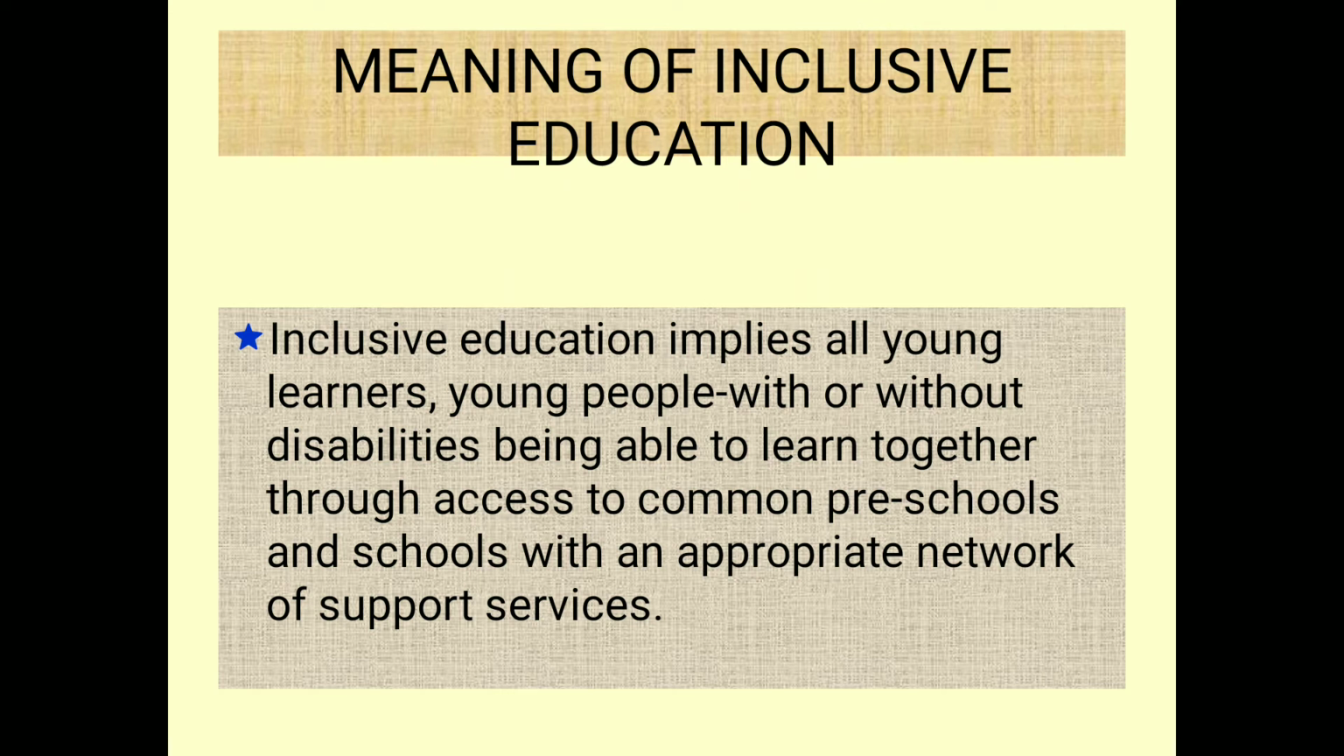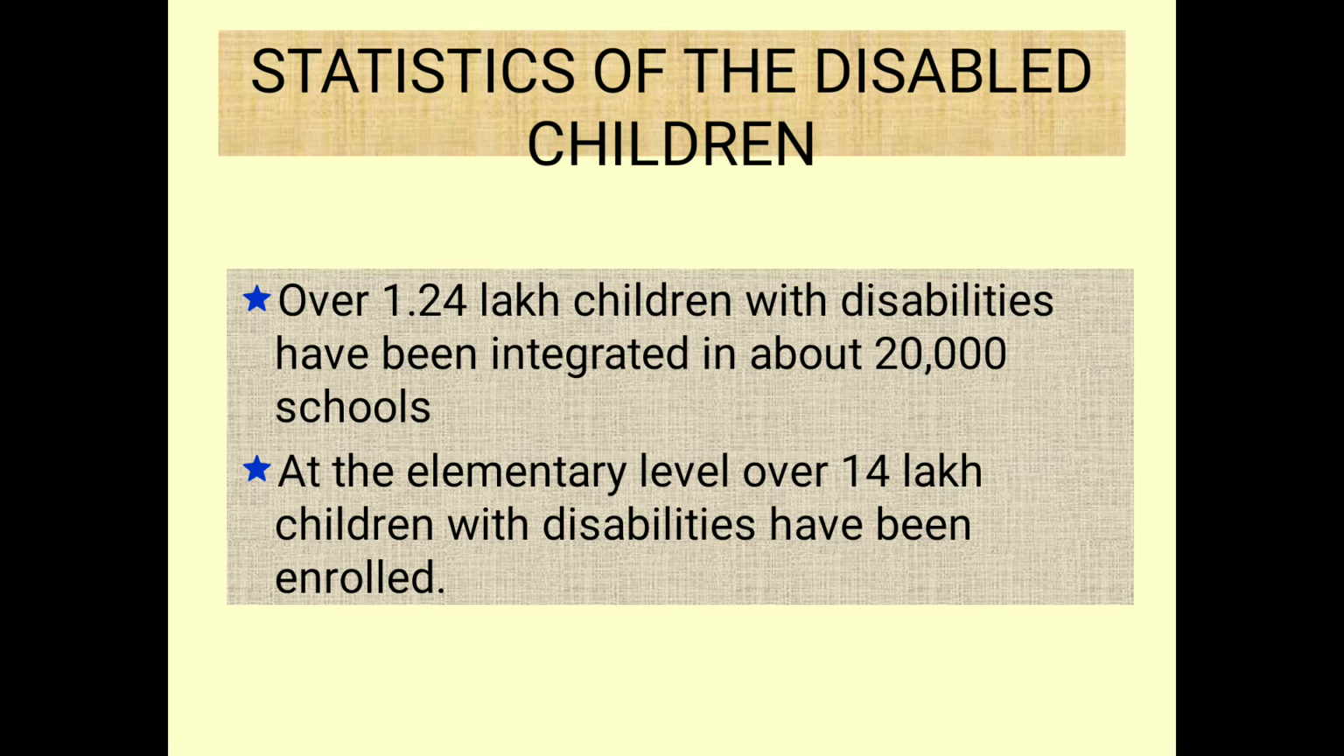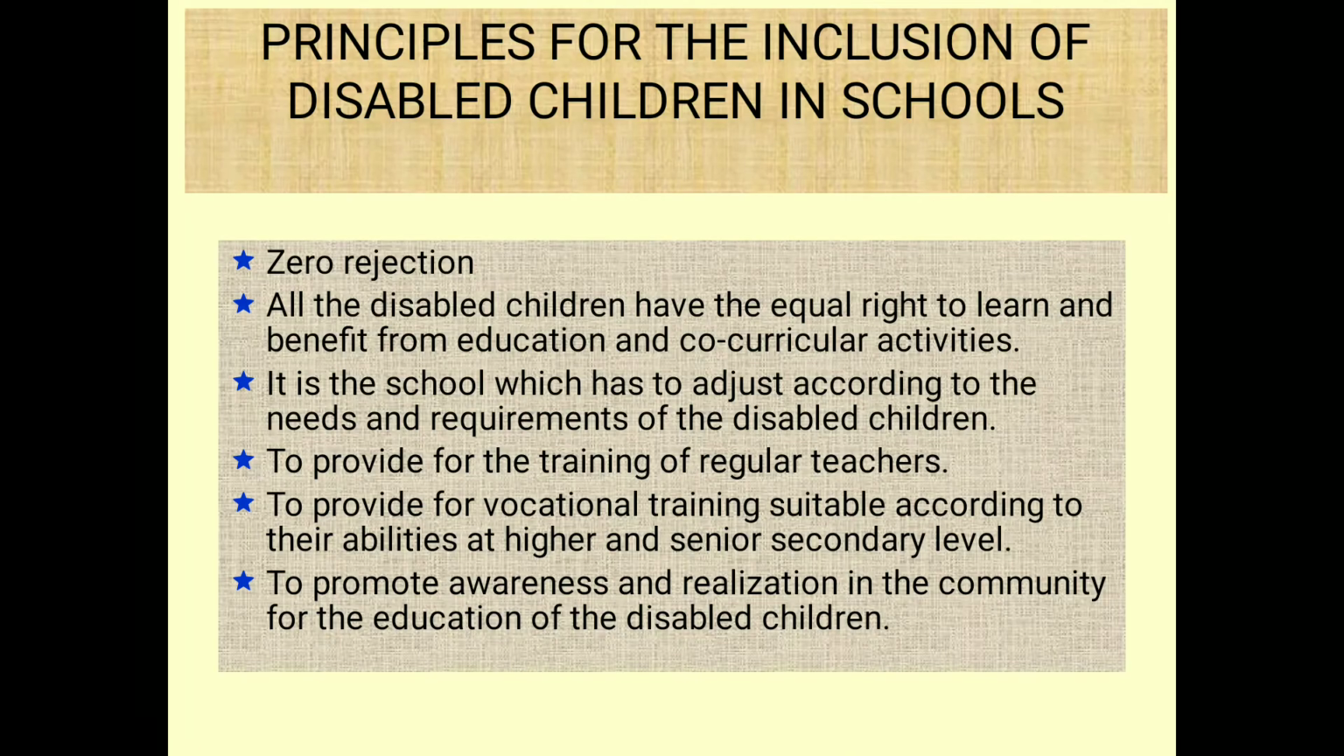Next, the meaning of inclusive education. Here it refers to all young learners or young people with or without disability. They might have disabilities or not, but all are able to learn together through a common practice of teaching, through a common school. This network is called inclusive education. Statistics say that over 1.24 lakh children with disabilities have been integrated in about 20,000 schools. At the elementary level, 14 lakh children with disabilities have been enrolled in normal schools. Next, I am just concentrating on the main topics.